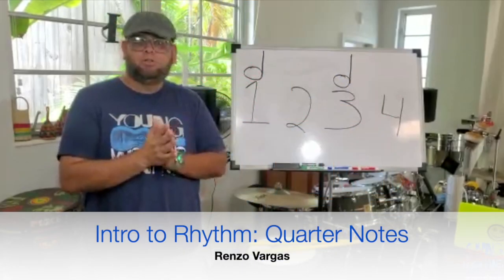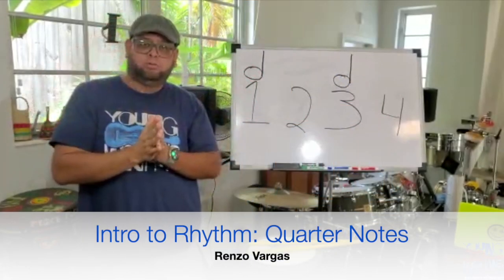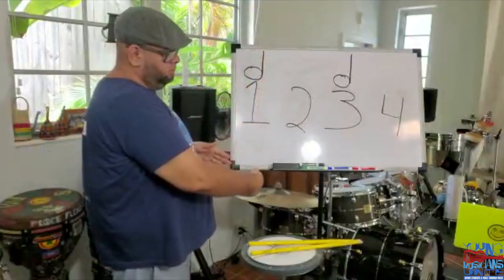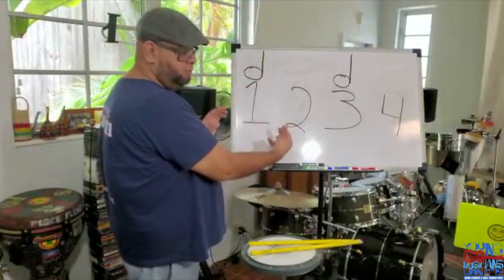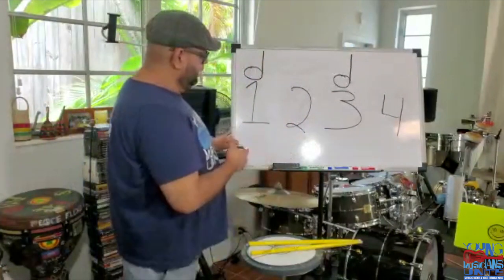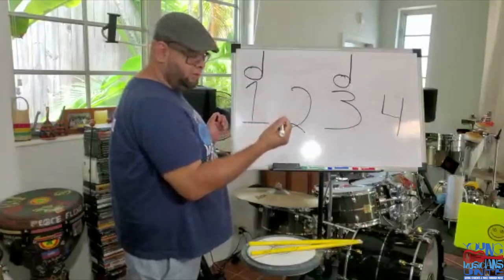Alright guys, so now we're doing a tutorial on quarter notes. The last video was on half notes. If you remember, a half note only plays on 1 and it plays on 3 and it lasts for 2 beats. So we know in order to turn a whole note into a half note, we have to put a stem on the right side, right?